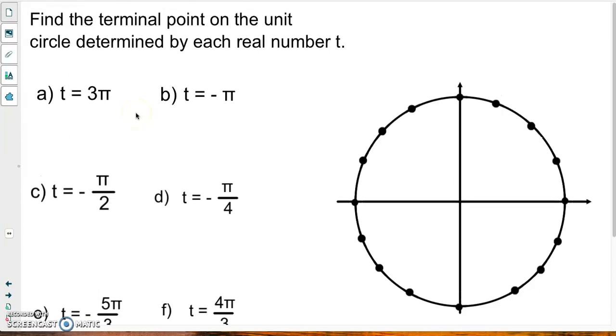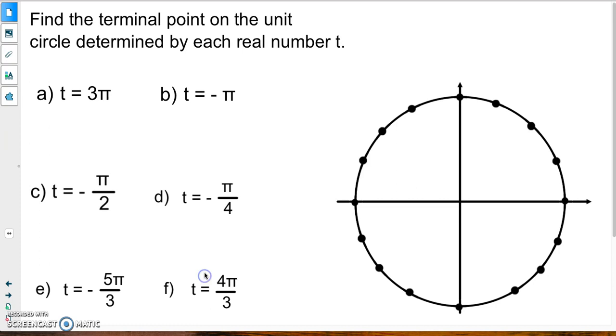So the last part of our unit here is finding a terminal point on the circle by each real number t. Okay, t, they could have used any letter. t just refers to a spot on the circle, and anytime I see pi, that means you have a radian value. And we're going to talk about radians more, but that just means on the unit circle. So where am I at on the unit circle?